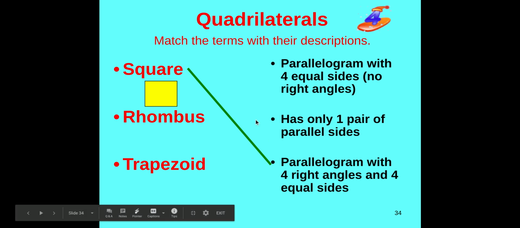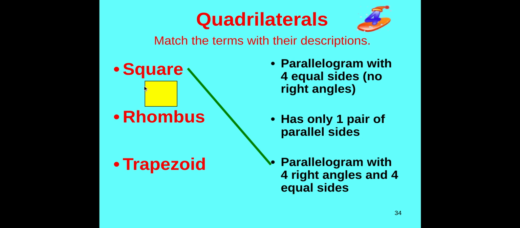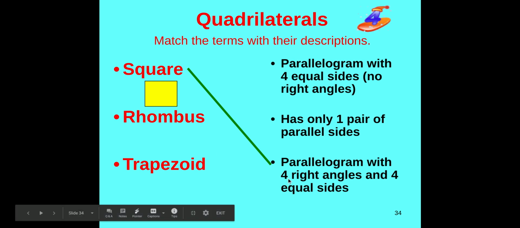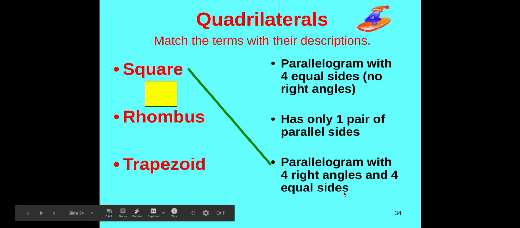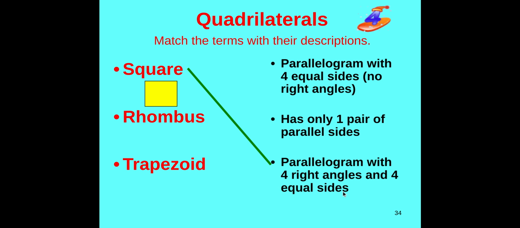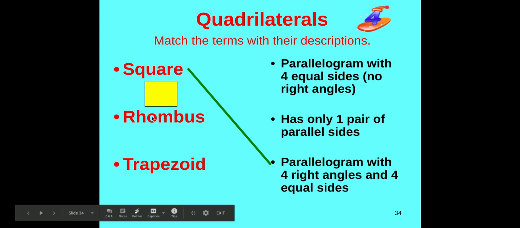So it's a parallelogram. The top and bottom are parallel. They're both perfectly horizontal lines. And both sides are perfect vertical lines. They are parallel with each other. It has 4 right L-shaped angles in each corner and 4 equal sides, which we know always goes with a square.